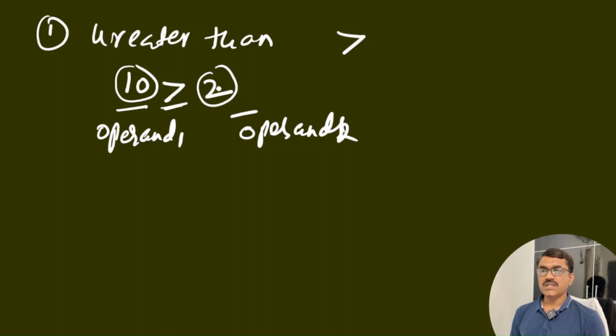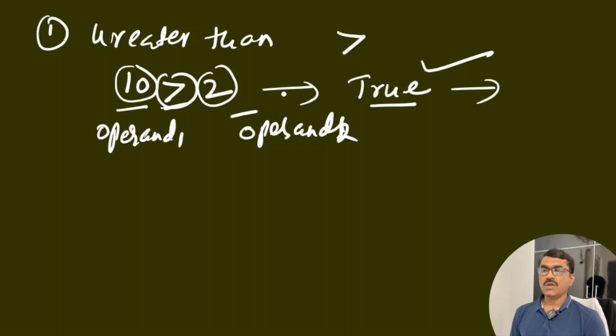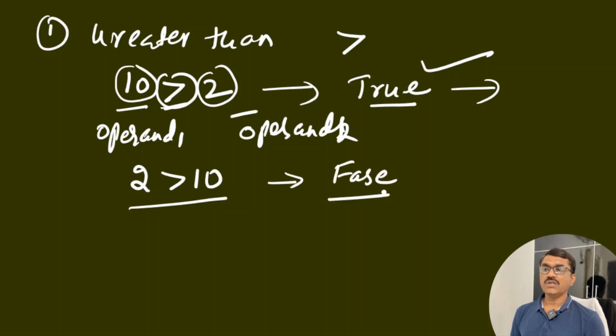When 10 is greater than 2, is the condition true? Right, it is true. When the first operand is greater than the second operand, the operator greater than is going to return the value true. If it is not greater, for example, if I take 2 is greater than 10, in this case the first operand is not greater than 10. It is not true. In this case, it is going to return the Boolean value false. Mainly, the comparison operators or the relational operators are going to give the result in the form of true or false. Right? That is very, very important.